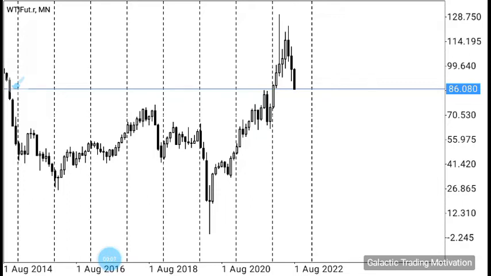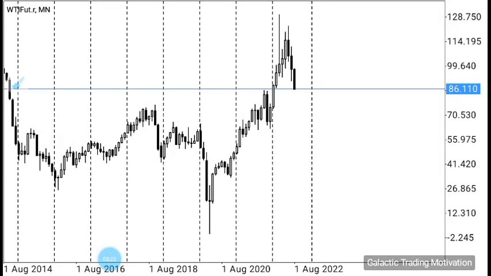This particular instrument is very much similar to the Brent instrument. They move, I think, in more or less the same way. Nonetheless, let's get into the actual chart without wasting any further time.